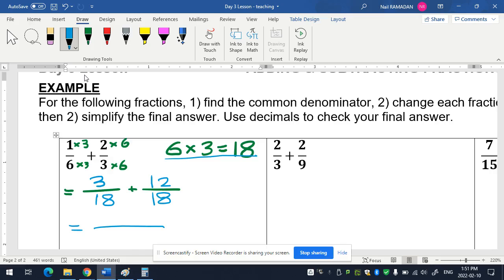I add. Okay, wait a minute. Everyone, do I add both the tops and the bottoms? Never, never, never. What's the only thing you add? The tops only. Everyone, never touch the bottom. The bottoms stay the same. Ever. That's it. So what's 3 plus 12? Easy, no trick. 15 over just how much?